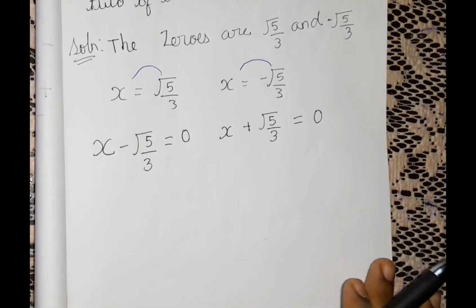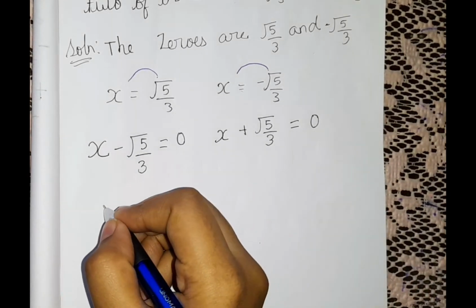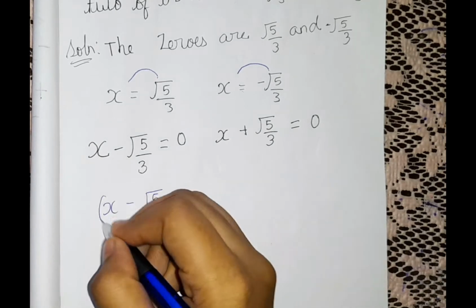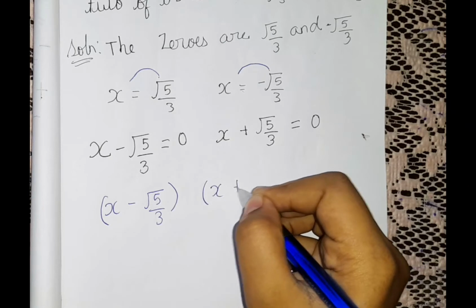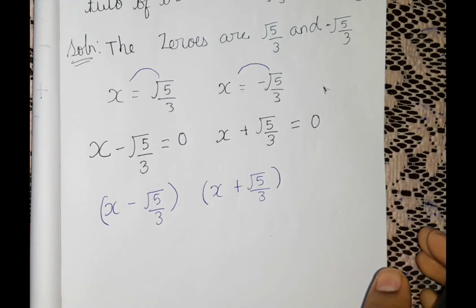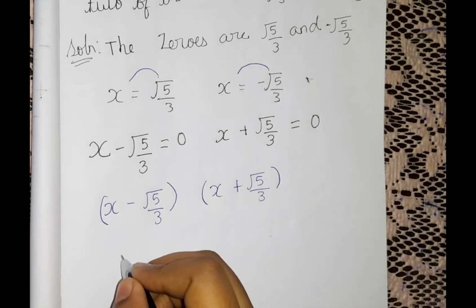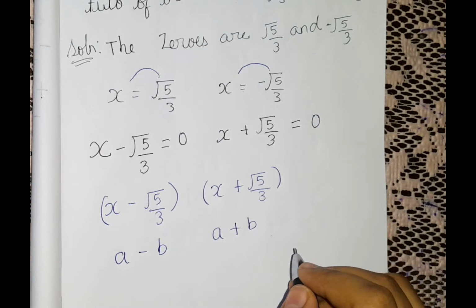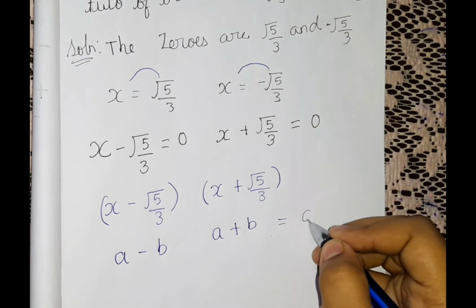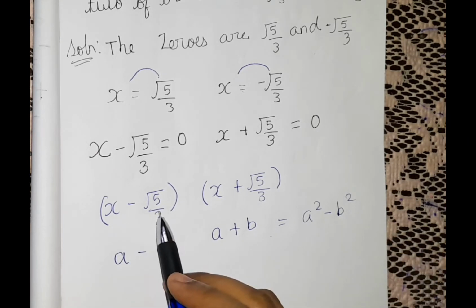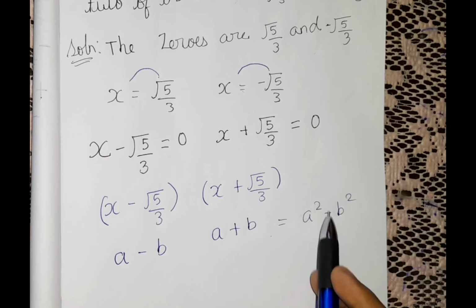Now we are going to write x minus root 5 by 3 in brackets, and x plus root 5 by 3. Here you can remember the form a minus b and a plus b. This is the formula: a minus b times a plus b is equal to a square minus b square. This is a form which we studied in lower classes. So we are going to change this form into a square minus b square.